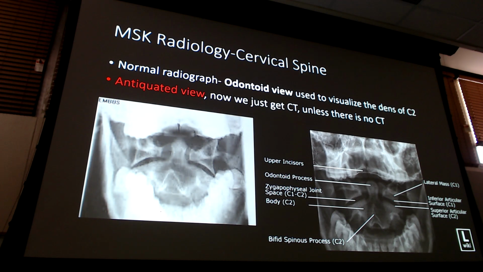So some places, though, if you don't have a CT scanner, you need to get this, and you need to be able to look at it so that way you can try to see if you see a fracture or not. So that's why we still talk about it, because yes, it's mostly antiquated, but what if you don't have a CT scanner? You still got to be able to see this area.